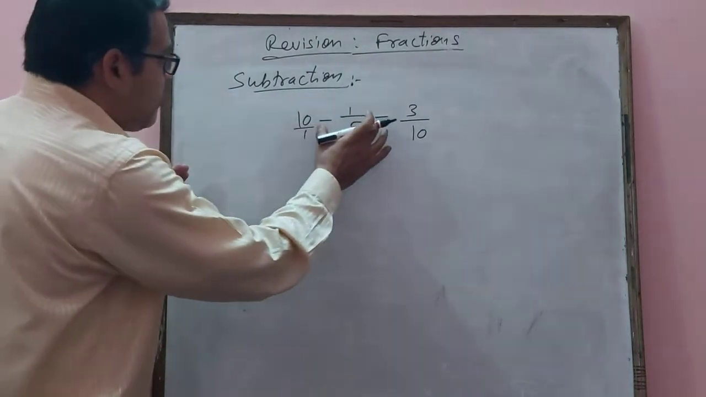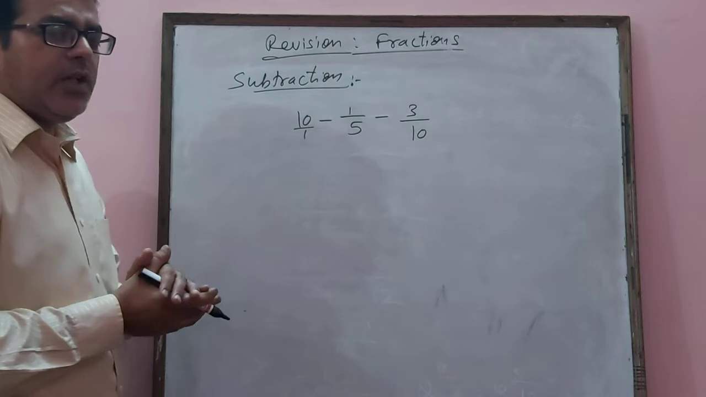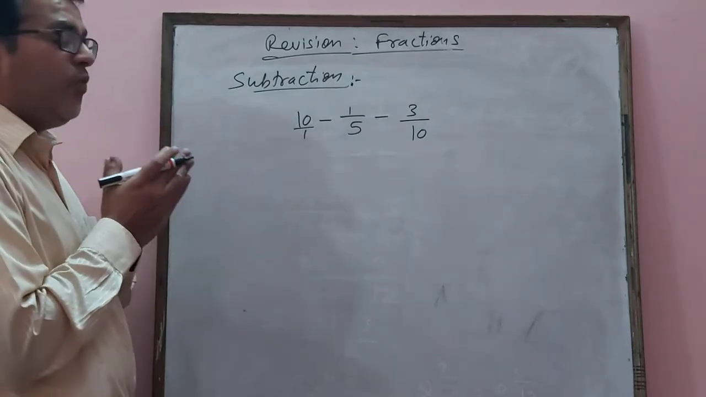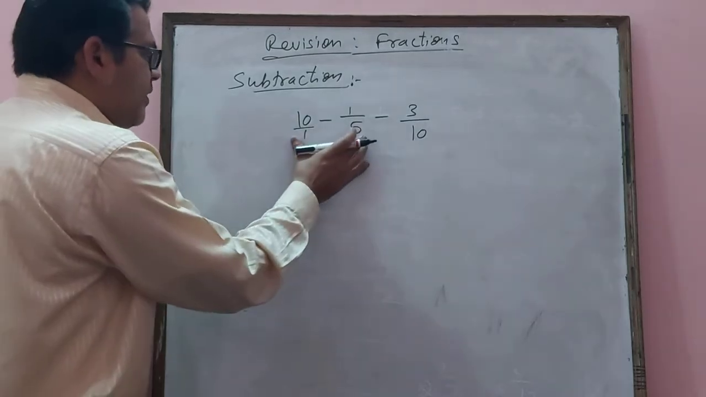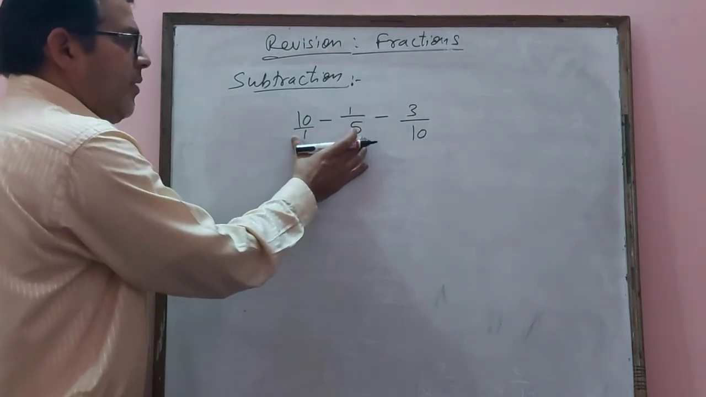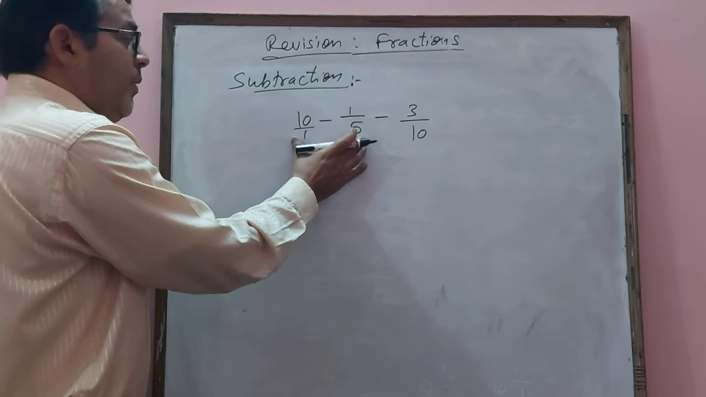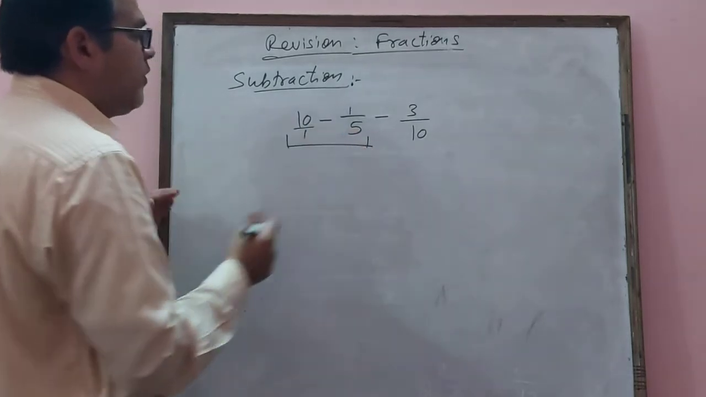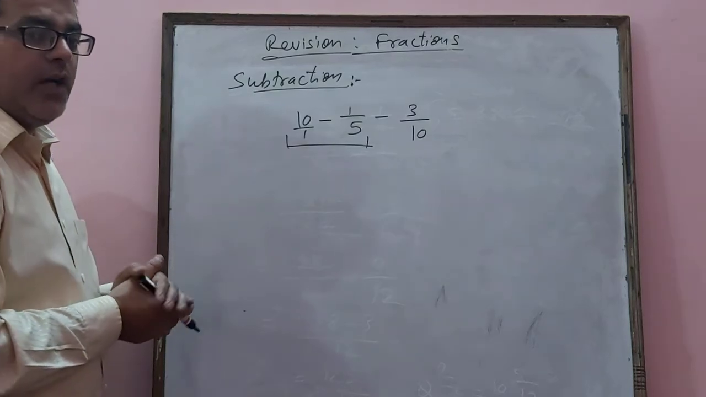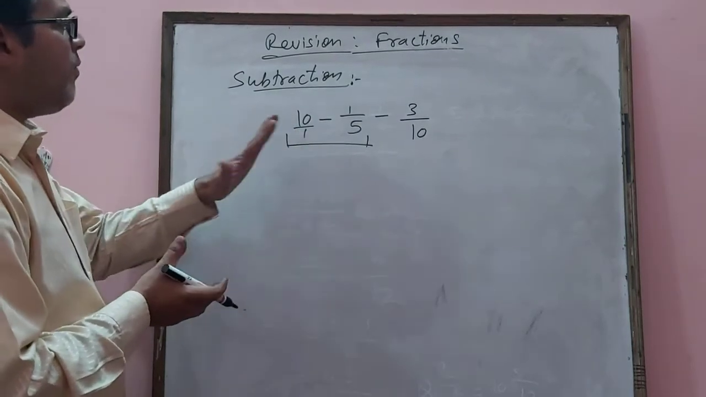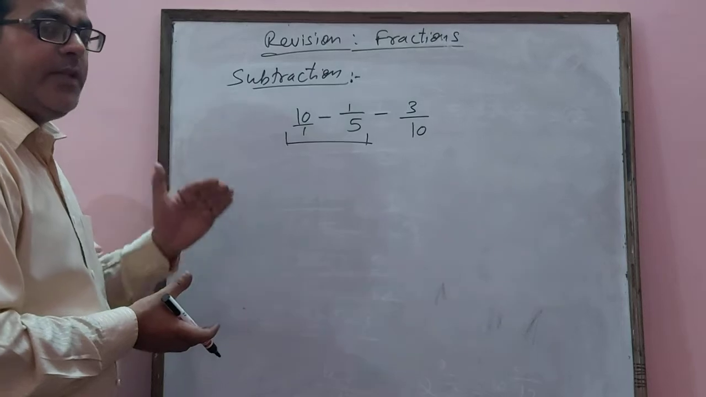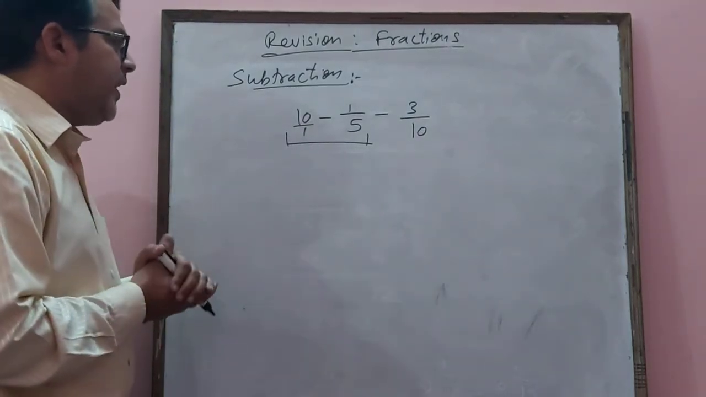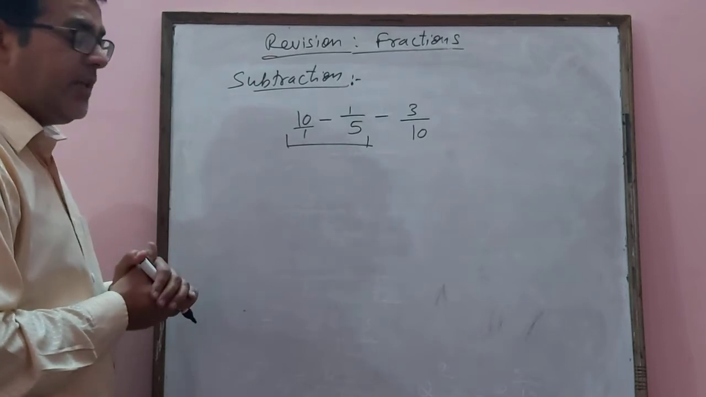Since we have two subtraction operators there, it means we will solve one at a time. The first subtraction we find is in between 10 and minus 1 upon 5. So first we do the operation on these two. How to do it? 1 and 5 are unlike, so we need to write their denominators as the same number.